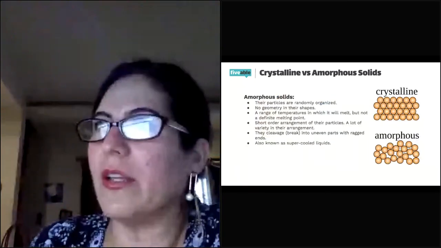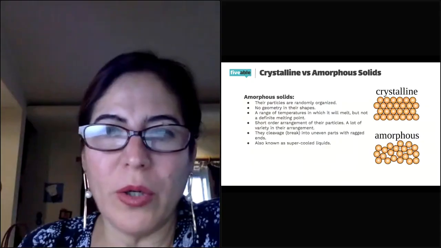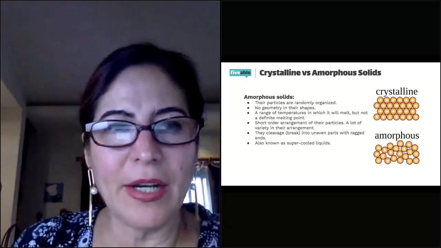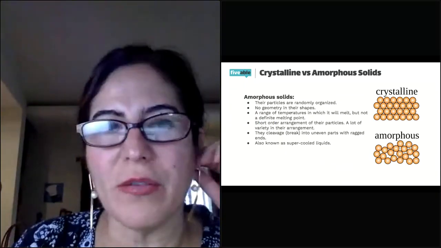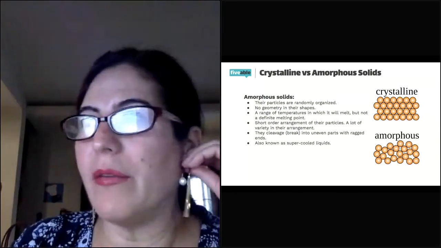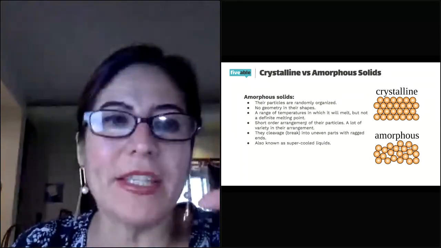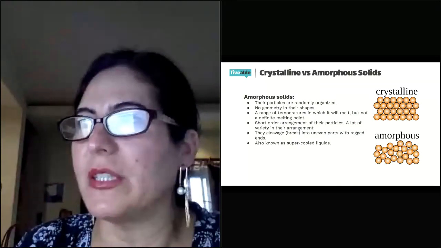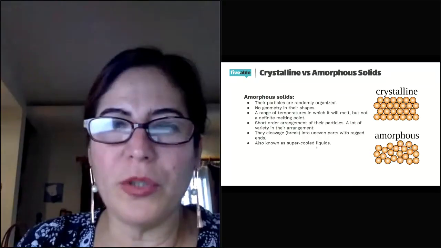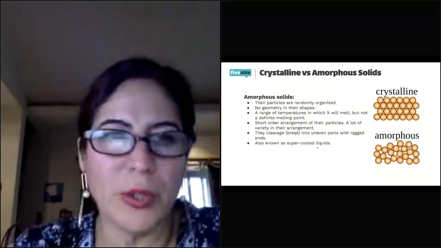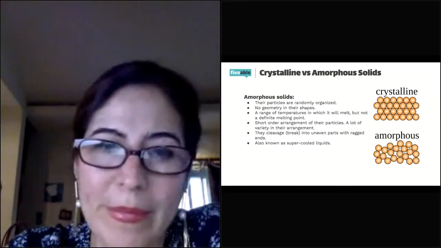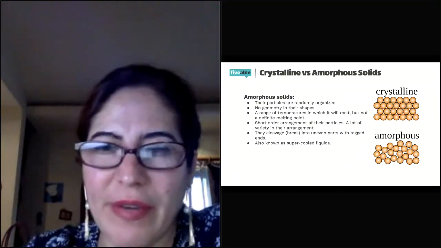Amorphous solids, on the other hand, have particles that are randomly organized. They don't have any particular geometry in their shape. They don't have a specific melting point. They have a range of temperatures in which they will boil or melt. Their order of arrangement is short, and it can change. They cleave or break into uneven parts, and they're also known as supercooled liquids. Could you think of a solid that has these characteristics? Could you think of an example?